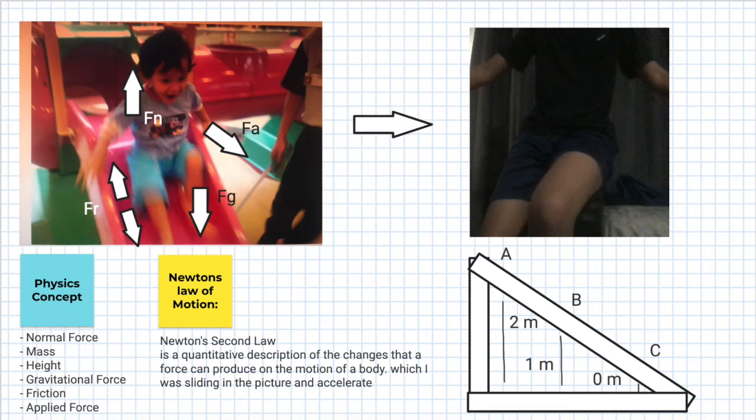And the applied force is also shown when I was going down the slide because the acceleration is increased while I was going down. The Newton's law of motion that is seen in the photos is Newton's second law. It is a quantitative description of the changes that a force can produce on the motion of a body, which I was sliding in the pictures and I accelerate.